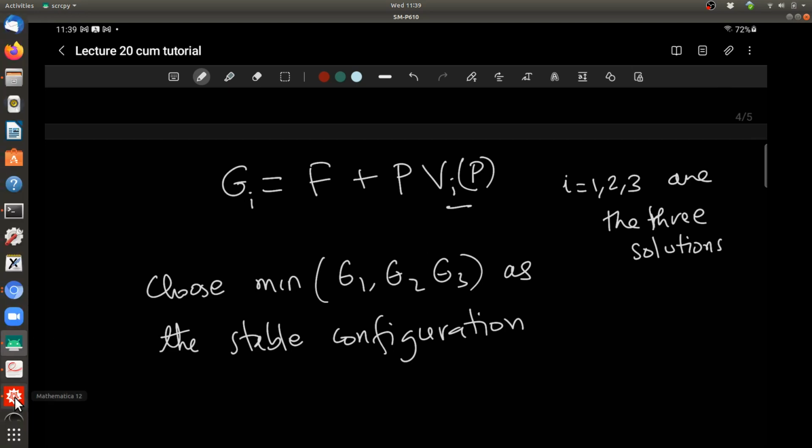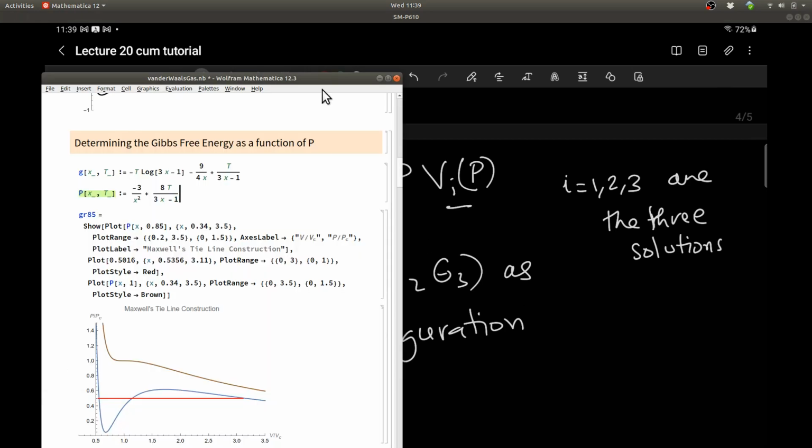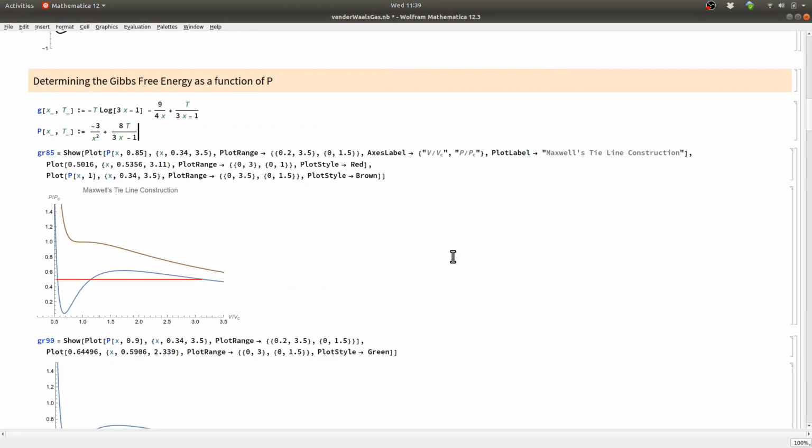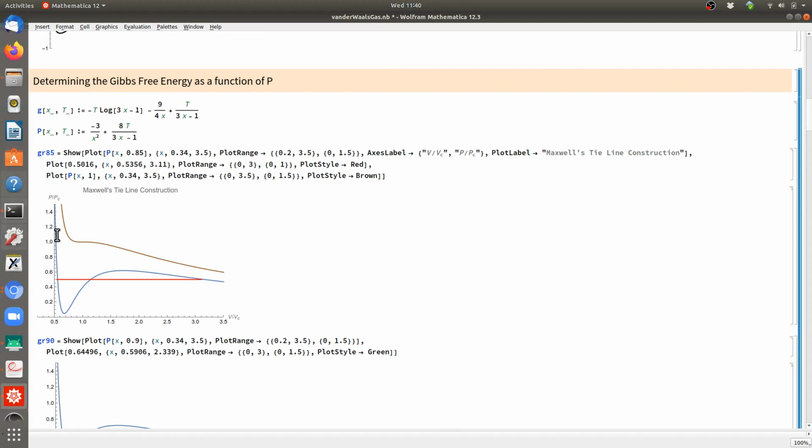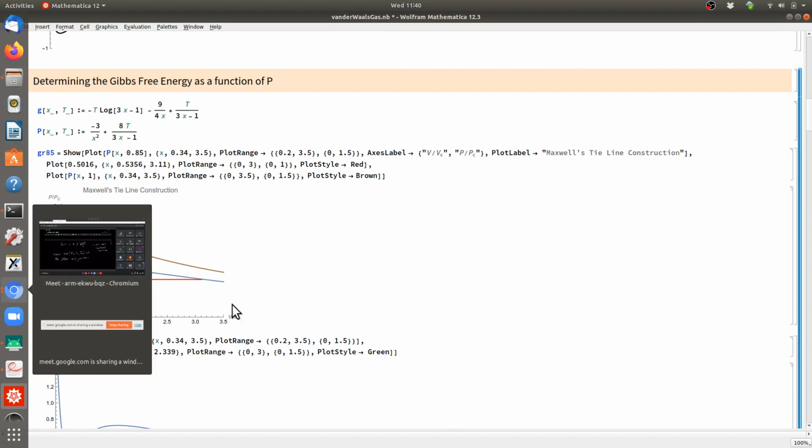So let's come here. Okay, just 1 second. Can you see my Mathematica notebook? No, sir. You can't? Okay, because I have to now change what I present to you. So just give me a second. Thank you.